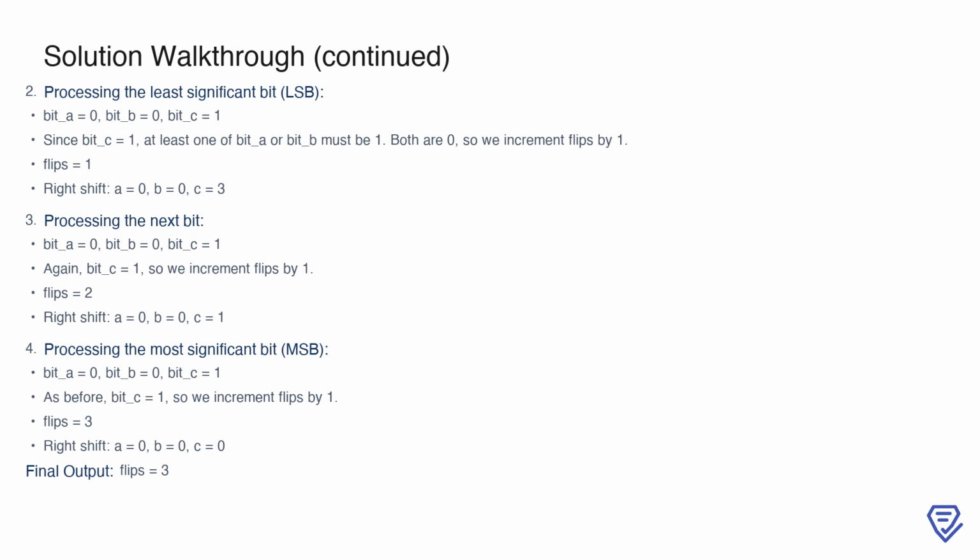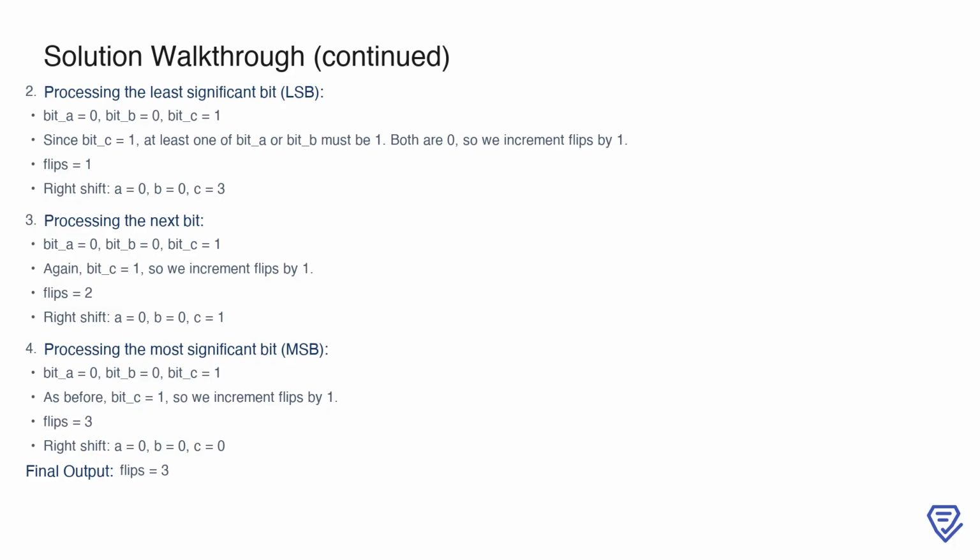Finally, we process the most significant bit. Just like before, bitA and bitB are both 0, while bitC is 1. This means we increment flips by 1 once again, resulting in flips equaling 3. After a final right shift, all values are 0, and the processing ends.